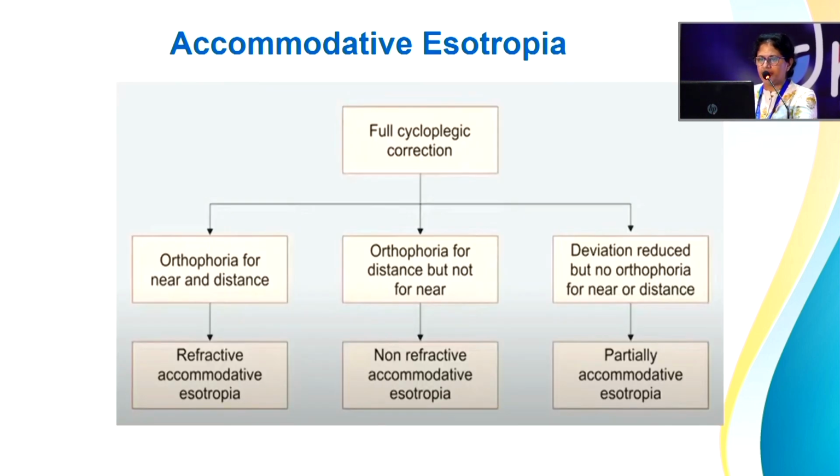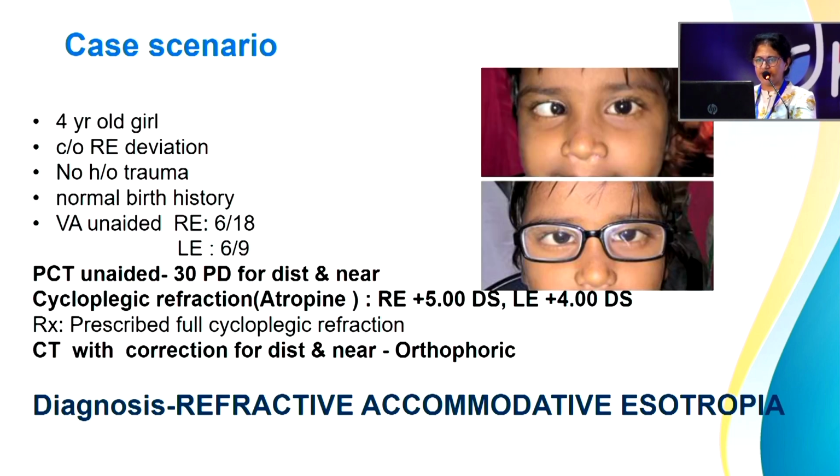Now coming to accommodative esotropia, after giving the full correction, there can be three options. First is the refractive accommodative esotropia. Here the child presents with esotropia, and after the cycloplegic refraction, there will be hypermetropia, and we give full correction. And the patient will be orthotropic for distance and near. So that's a refractive accommodative esotropia.